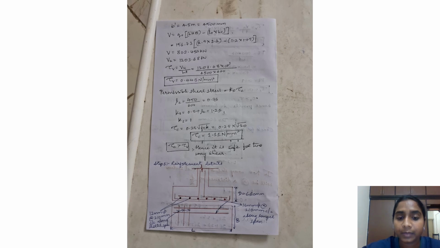Then we will be finding the permissible shear stress, that is Ks into tau c. For that we will be calculating beta c and Ks values, and after getting both these values we will be finding tau c by the equation 0.25 into root fck, that is 0.25 into root 20, that is tau c is equal to 1.11 Newton per mm square. Since tau c is greater than tau v, it is safe for two-way shear, and after this we will be sketching the reinforcement details, that is along the length we will be providing the bars of the longer span, and along the shorter span we will be providing the bars of shorter length.